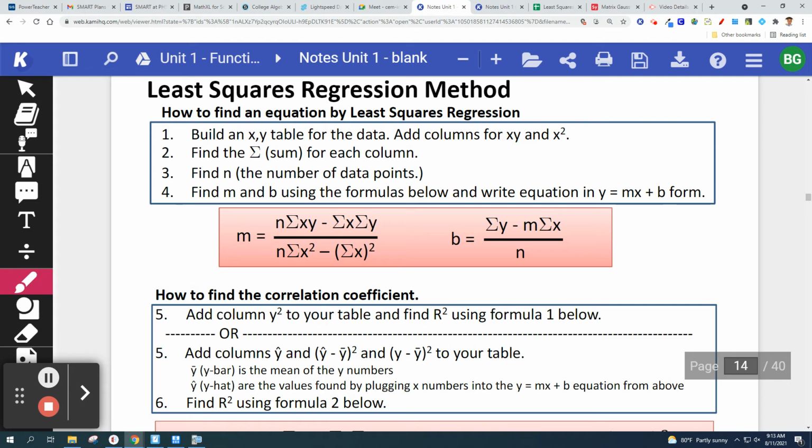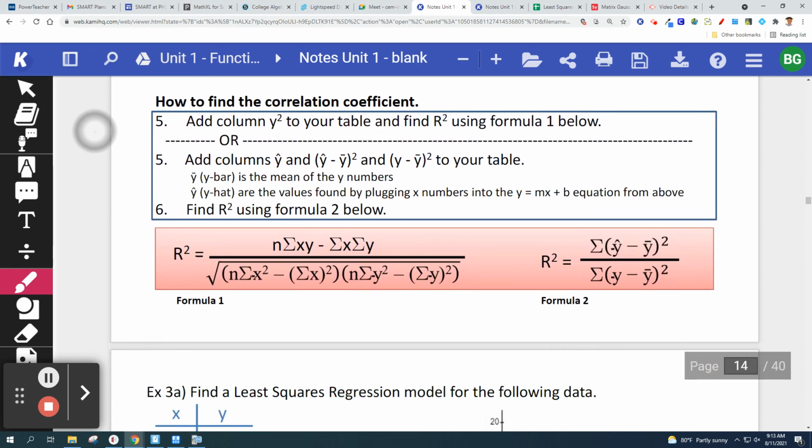Find the sigma, or the sum, for each column. N is the number of data points, and then we're going to find M and B using these two formulas. All right, I know that looks scary, but every time you see that Greek letter sigma, it just means the sum of all of the numbers in your column in your table.